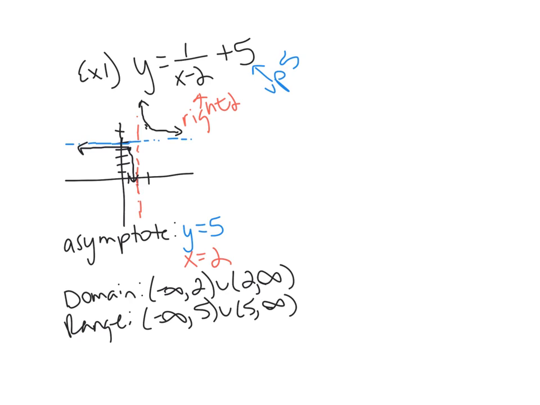So let's try another one. What if I have this time y equals negative 2 divided by x minus 3?